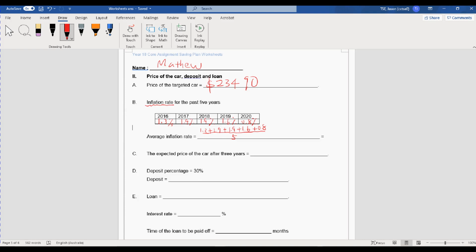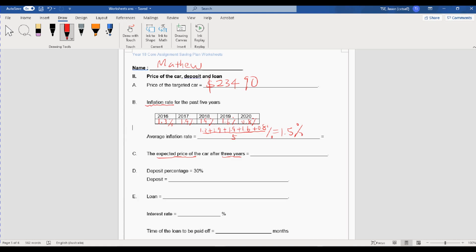So it becomes 1.5, which is good. It's a very neat number. So that's 1.5% will be the inflation rate we are going to use. Okay, and the expected price after 3 years. Remember, inflation is like compound interest. It's add on, right? So you calculate the inflated price as you calculate the amount under compound interest.